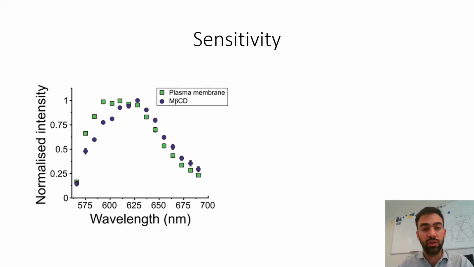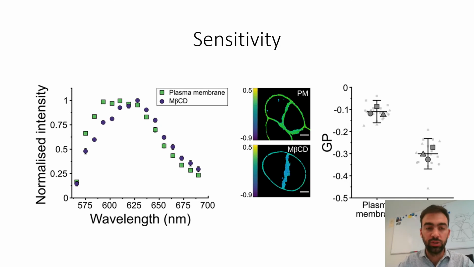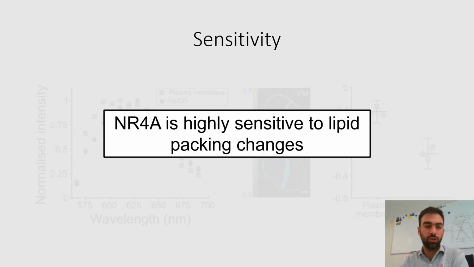We also tried to see if this dye was sensitive in live cells, and for that we use control cells and cholesterol depleted plasma membranes that we made with cyclodextrin, and from the graph you can already observe a clear red shift, which is also evident on the GP images and quantification. So we can say that NR4A is highly sensitive to lipid packing changes.